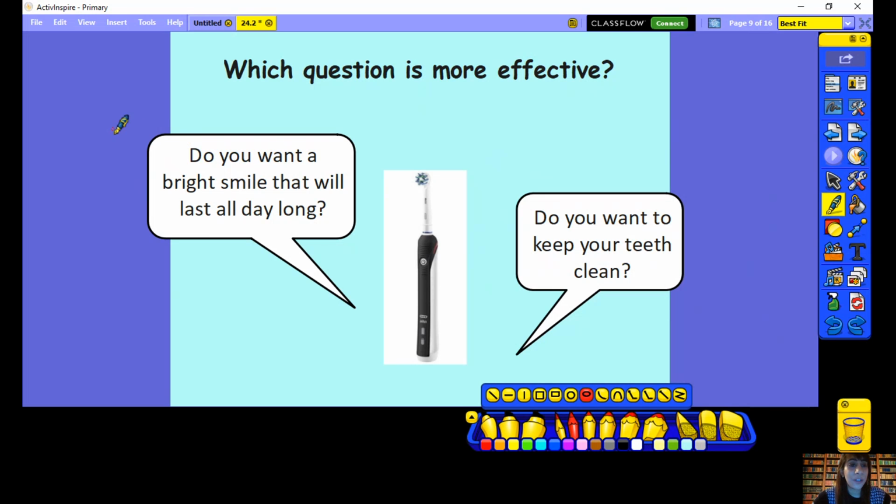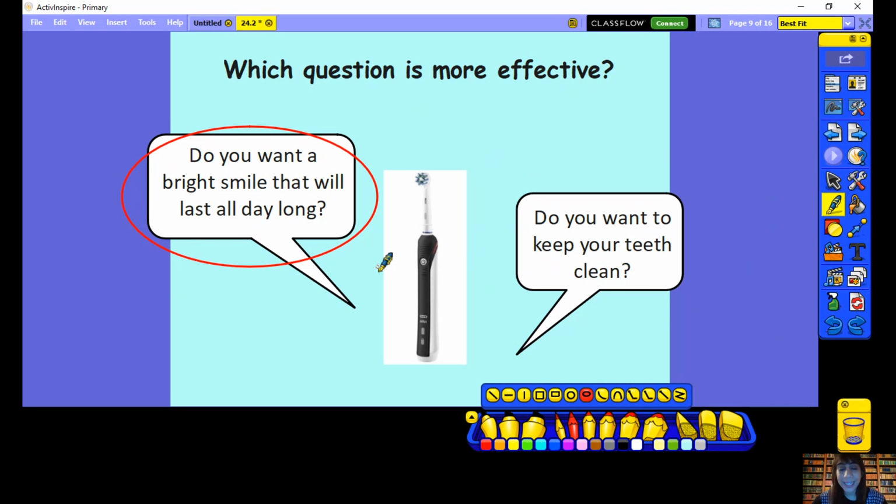Okay, so again, hopefully you went for, do you want a bright smile that will last all day long? Over, do you want to keep your teeth clean? Because again, that first rhetorical question, the one that I've circled, has got me thinking, oh, a bright smile sounds nice. How do I go about getting one of those? And again, I'm already reflecting and thinking and more likely to be buying into the idea of this product.